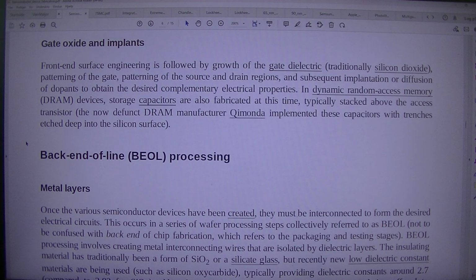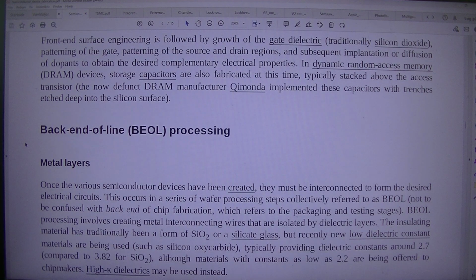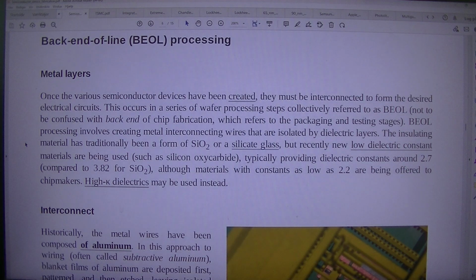Metal layers. Once the various semiconductor devices have been created, they must be interconnected to form the desired electrical circuits. This occurs in a series of wafer processing steps collectively referred to as BEOL, not to be confused with back end of chip fabrication, which refers to the packaging and testing stages. BEOL processing involves creating metal interconnecting wires that are isolated by dielectric layers.